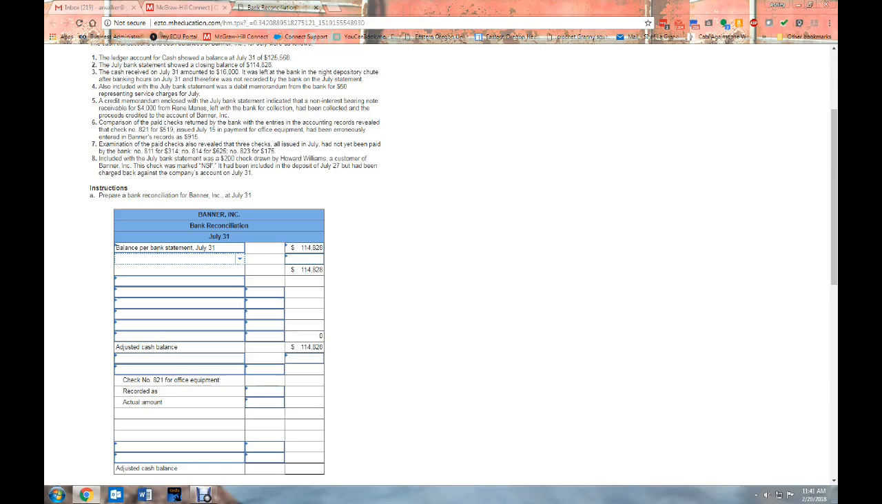Now, if we go back to our notes, one of the first things the bank is not going to know about is a deposit in transit. A deposit in transit is, say, a deposit that you leave in a night depository. Until the bank actually gets that in their records, there's no way they can know about it. The cash received on July 31st amounted to $16,000. It was left at the bank in the night depository chute after banking hours on July 31st, and therefore was not recorded by the bank on the July statement. So they probably aren't going to know about it until at least August 1st, depending on whether or not that's even a business day.